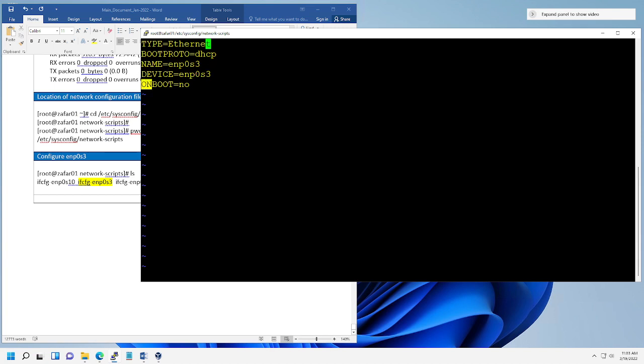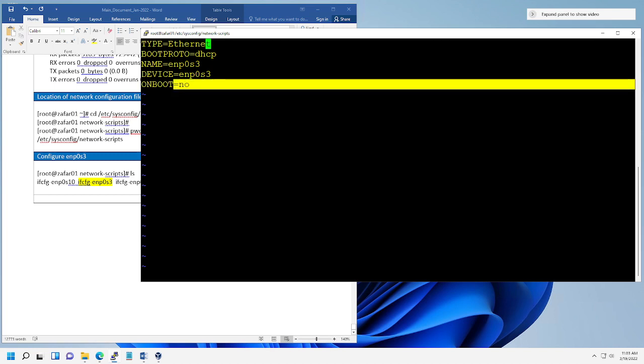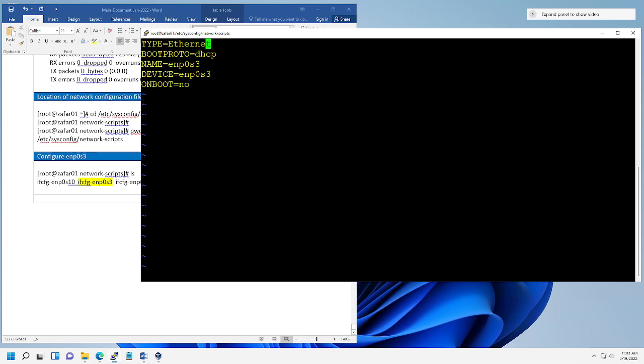And here you see ONBOOT equals no. Can anybody take a guess what ONBOOT equals no means? No network. No network connectivity. Yeah, that's fine. There is no IP address. Earlier we saw there is no IP address. So what I'm going to do is change it to yes here.